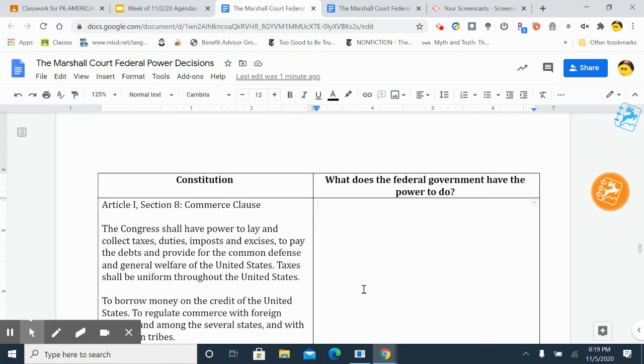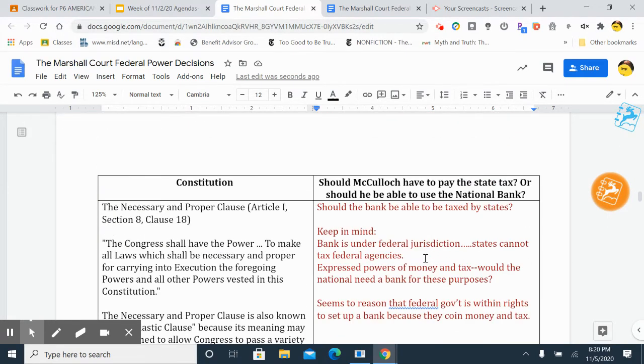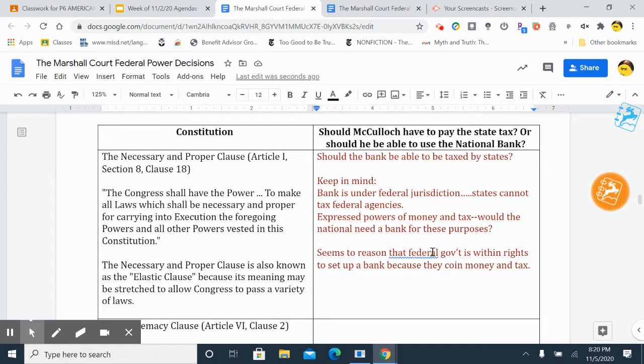So think about Article 1, Section 8 and the Commerce Clause. Under the Commerce Clause, what does the federal government have the power to do? Okay. Lay and collect taxes, duties, imposts, and excises, to pay the debt, and to provide for the common defense and general welfare of the United States. So they have the right. The other thing to consider too, when you go up here, is they have the right to pay their debts too, right?